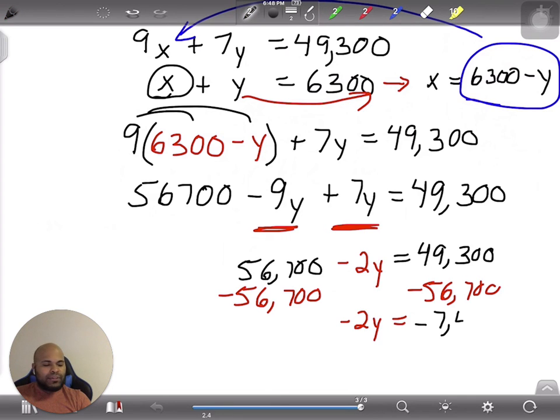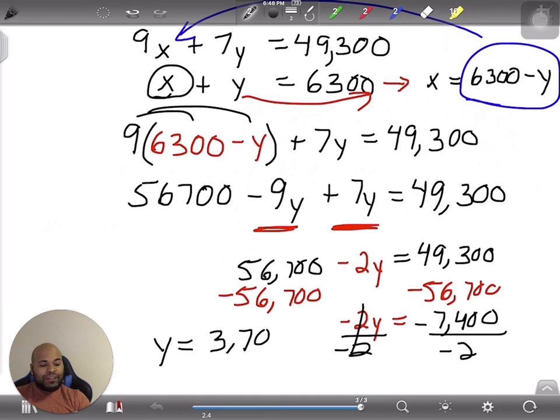And that equals negative 2y equals negative 7,400. And the last step will be to divide this by negative 2, so I could get y by itself. And when I get that, it's going to give me that y equals 3,700. So I found out what y is.